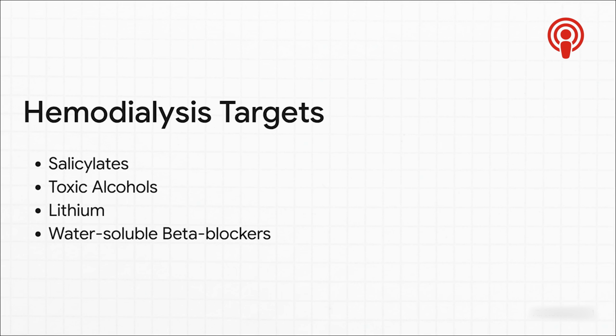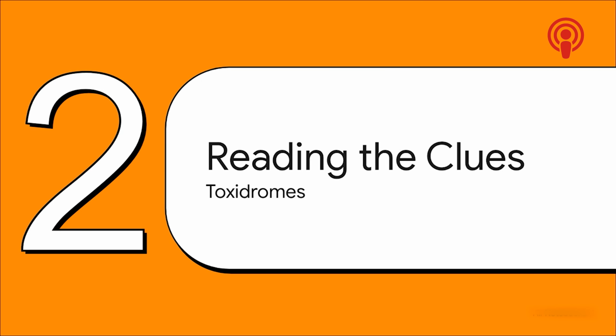So for those really severe poisonings, we have to bring out the big guns: hemodialysis. This is a true life-saving measure for certain toxins, the ones that are small enough to be filtered out of the blood. We're talking about things like aspirin, toxic alcohols like antifreeze, and lithium. Okay, so the patient is stable. For now. This is where the real detective work kicks in. And the key idea, the concept that turns all this chaos into something manageable, is a thing called a toxidrome.